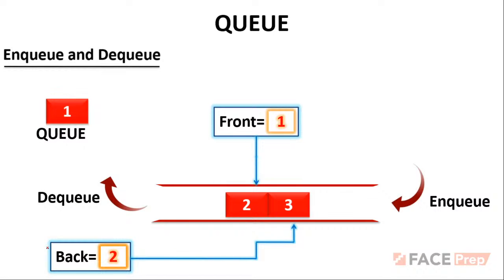So when you are deleting the first element, the front value will always be incremented. Previously the value of front was equal to 0, right? Now the value of front becomes 1. When you are trying to delete the next element, each and every time you can check the condition, which is whether the back value is less than front.